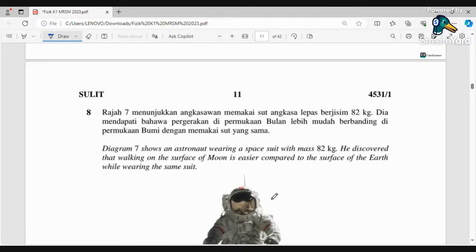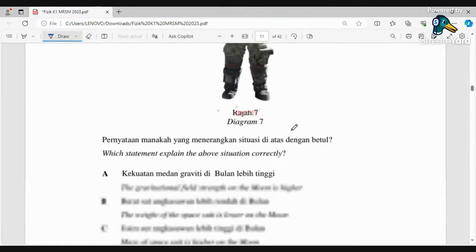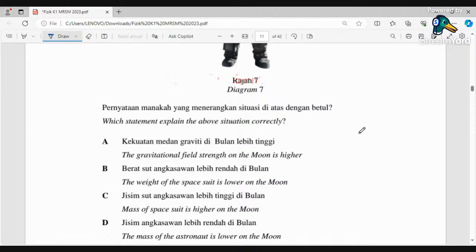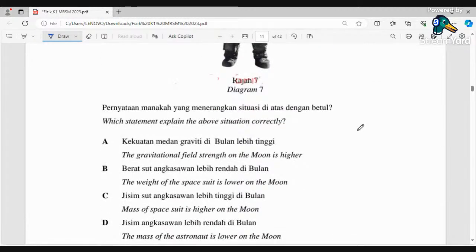Diagram 7 shows an astronaut wearing a spacesuit, 80 kg. Walking on the moon is easier compared to on the surface of Earth while wearing the same suit. This one is a very heavy suit. Which statement explains the above situation correctly? Yang mana betul? Okay. Very easy means weight is lighter.